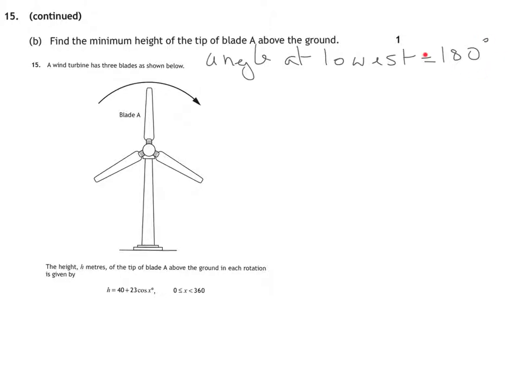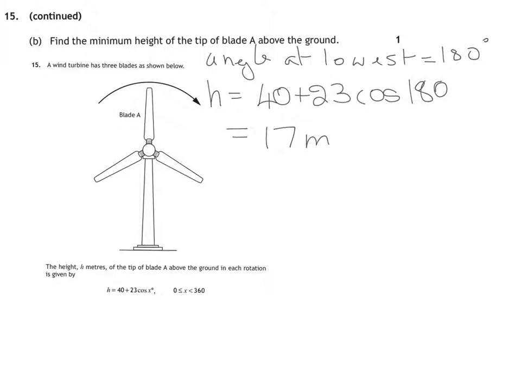Okay, so we know our angle is 180. So again, we're just going to substitute the 180 for x. So chucking that into your calculator, your height is 40 plus 23 times the cosine of 180 degrees, which gets you 17 metres. So the lowest the tip of that blade is going to get is 17 metres. 1 mark for that.